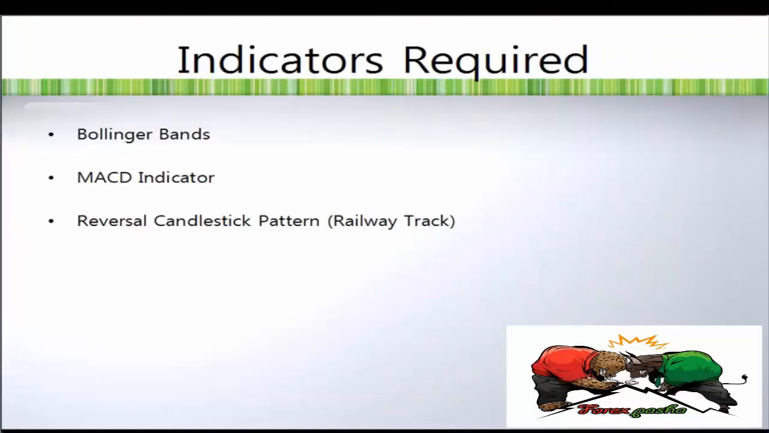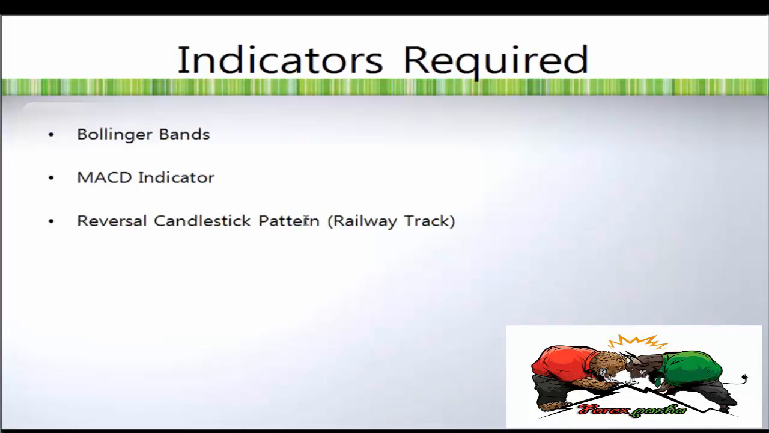Strategy. You will need the Bollinger Band. You need to plot the Bollinger Band, just a default setting. You do not have to modify anything. The MACD indicator again is a default setting, okay, of the 12, 26, 9. Default setting will do. And we need a reversal candlestick pattern.